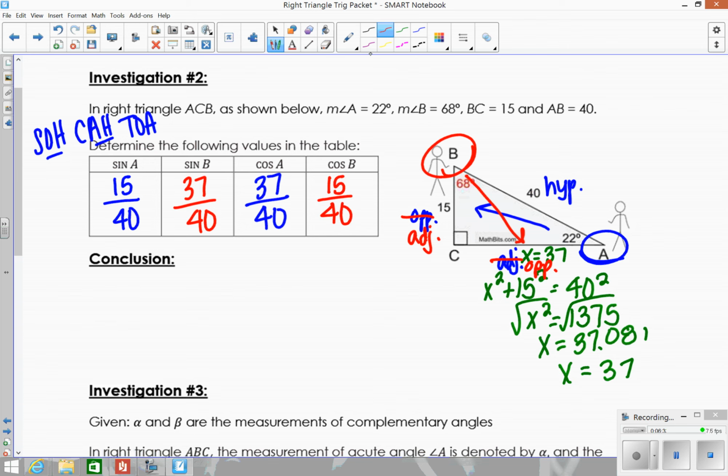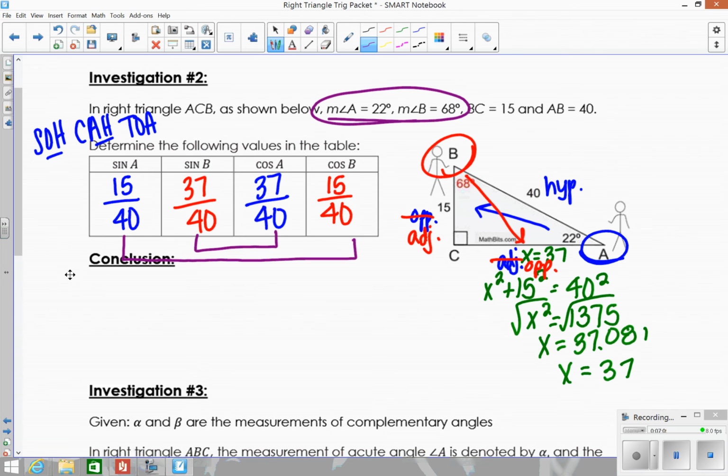So hopefully you see a pattern here that these two are equal. Sine of B is equal to cosine of A, and sine of A is equal to cosine of B. So again, that's a conclusion we can write. But notice what's true about angle A and angle B. Hopefully you notice that those must add up to 90 degrees, which is what happened before. 22 plus 68 will give me 90 degrees.